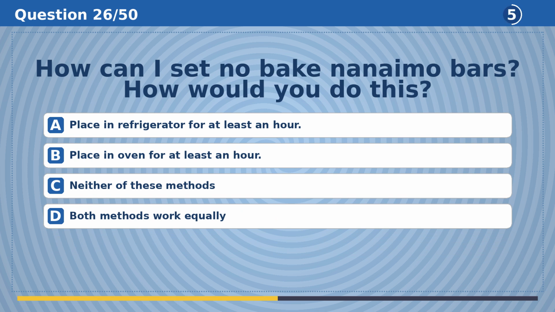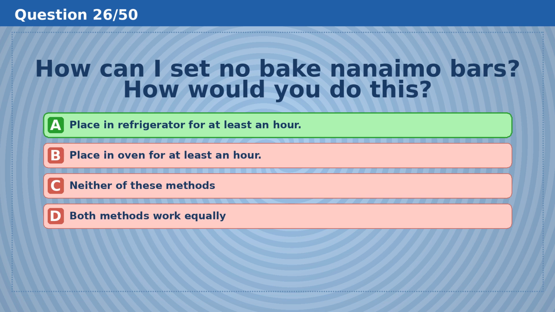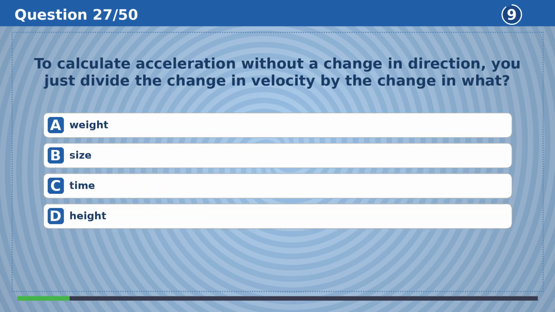How can I set no bake Nanaimo bars? How would you do this? The answer is A, place in refrigerator for at least an hour.